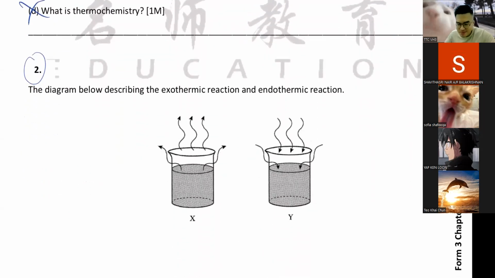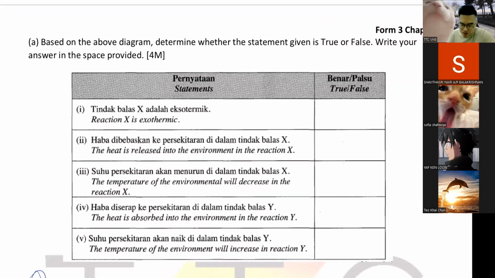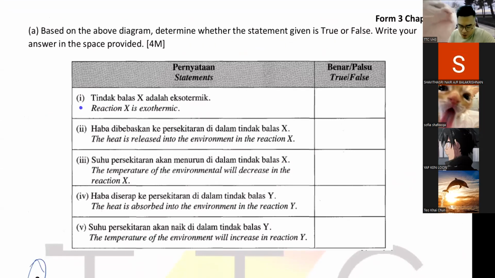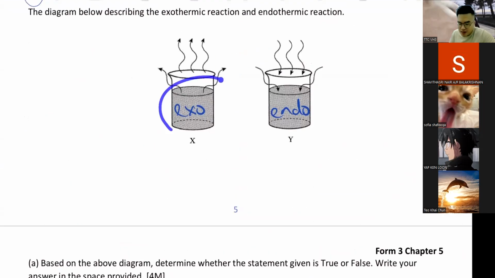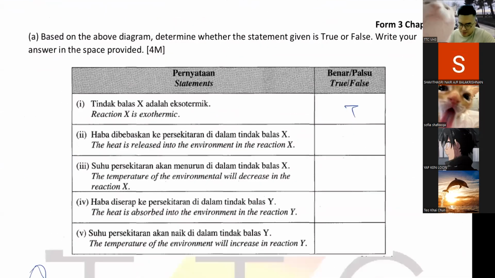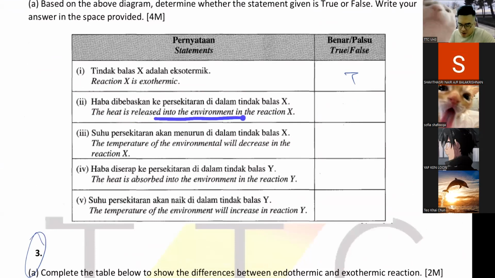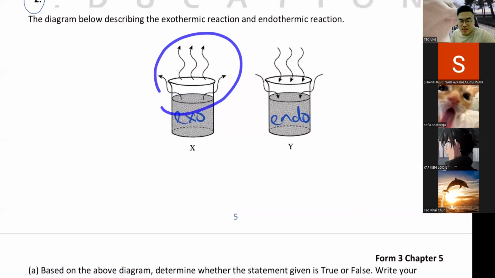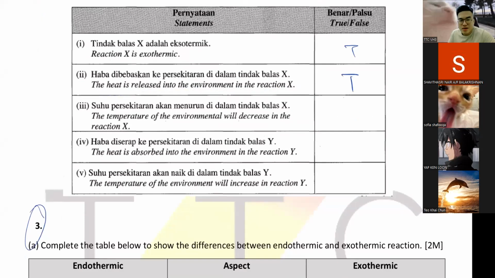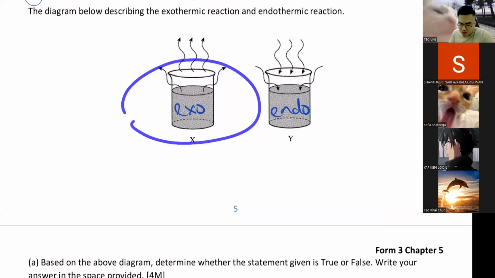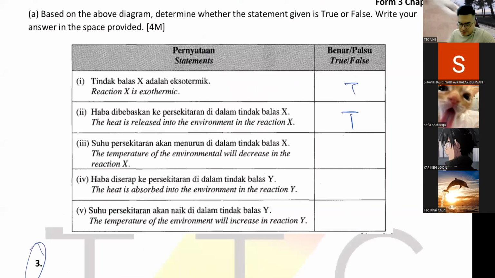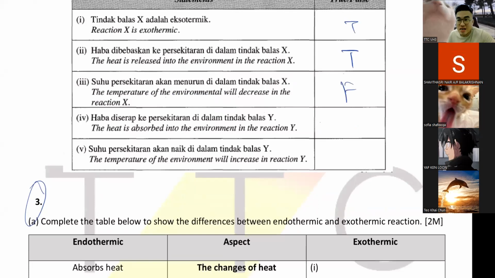Number two. Okay, so X, this is releasing heat, so this is exo. Y, this is taking heat into it, so it's endo. Obvious, huh? So A, based on the diagram, determine whether the statement is true or false. Number 1, reaction X is exo. Correct? Okay, true. Number 2, heat is released into the environment in X. True. Number 3, the temperature of the environment will decrease in reaction X. Surrounding will get cold. So false, the surrounding actually gets hotter.